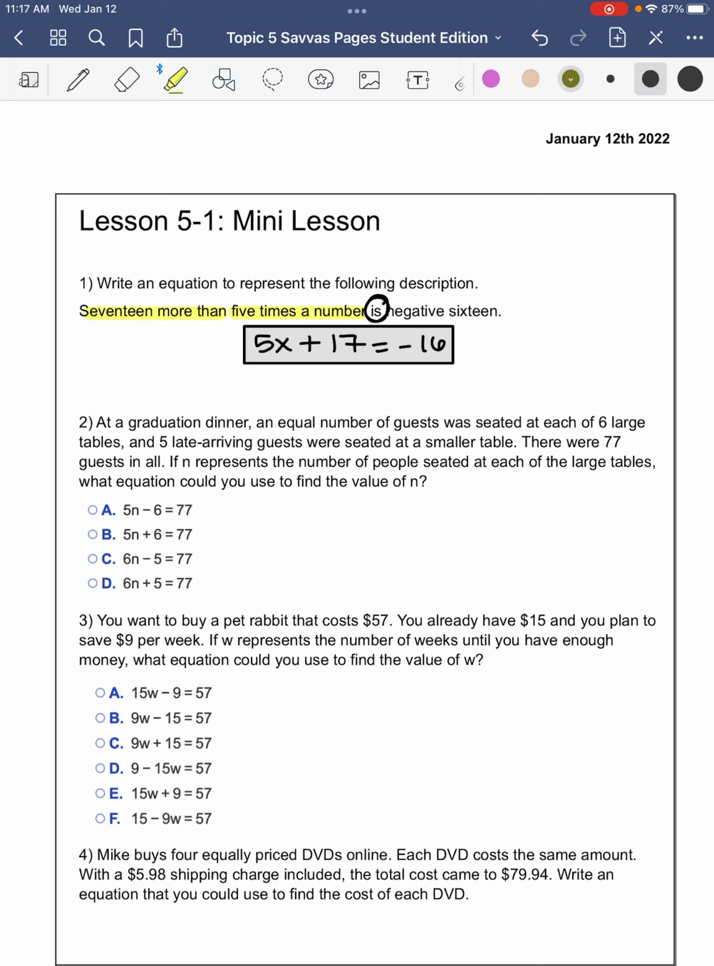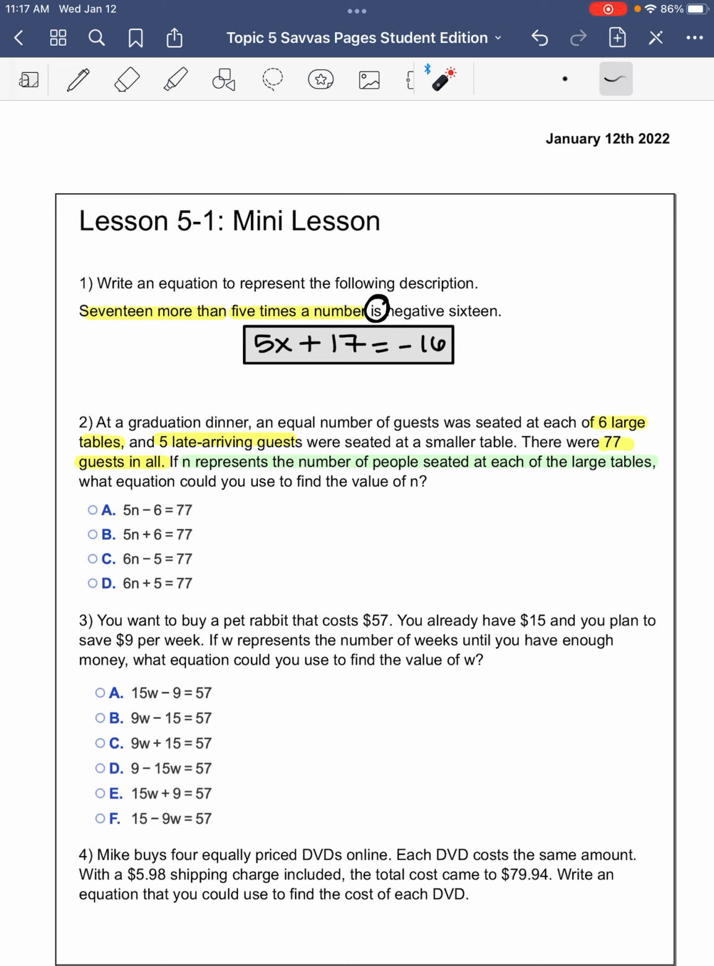Okay, lots of information here, but some important information is that there are 6 large tables. There were 5 late arriving guests, and they sat at a smaller table on their own. There were 77 guests in all, so the total number of people there was 77. And it also tells me that n represents the number of people seated at each of the large tables. Now that's important because I also know that there are 6 large tables. So 6 large tables, and n represents the number of people at each of those tables, means I'm going to multiply 6 and n together.